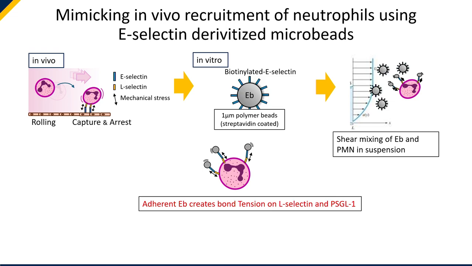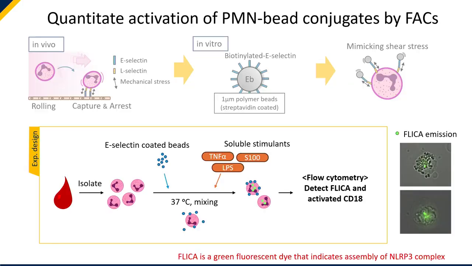Since it is difficult to quantify neutrophil priming and inflammasome activation in skin tissue, we have assembled an in vitro flow cytometry-based assay. This mimics the in vivo condition of shear flow and selectin bond formation using E-Selectin coated beads. This allows the neutrophil to feel a tension force on the bond.